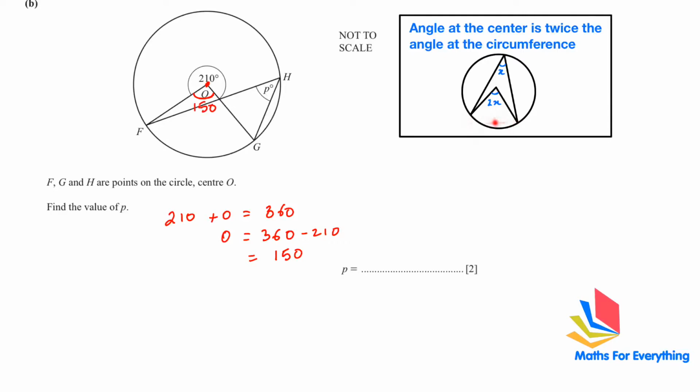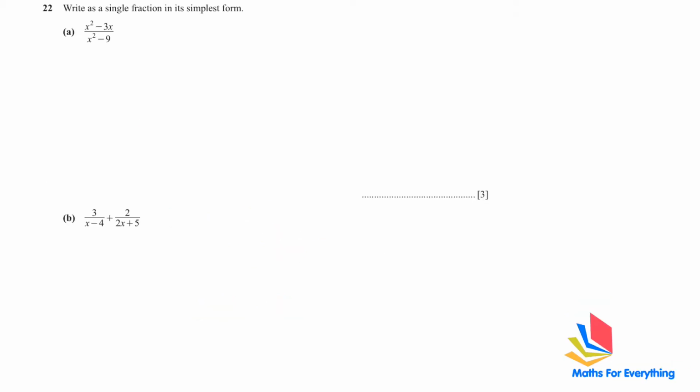And then we are going to use this rule. Both the angles originate from the same points on the circle, F and G. Therefore, P is going to be half of O. So 150 divided by 2, which is 75. P is equal to 75.